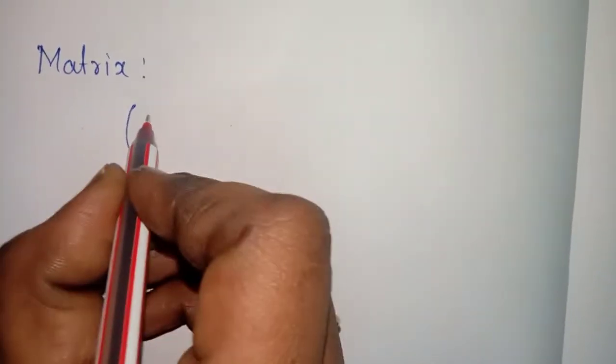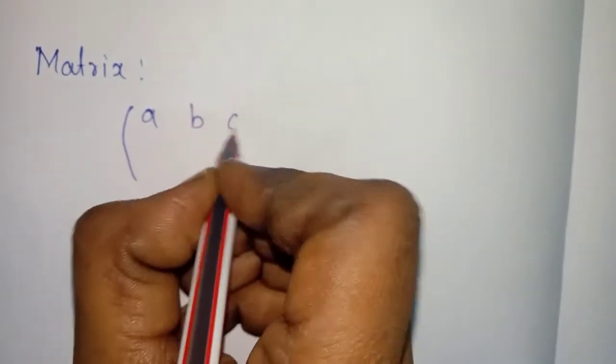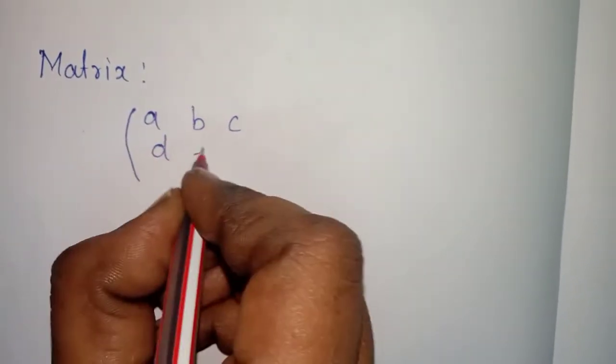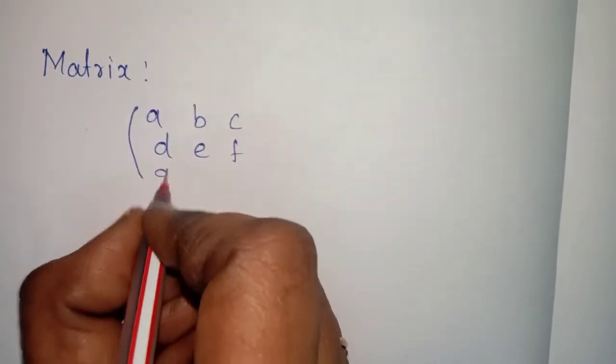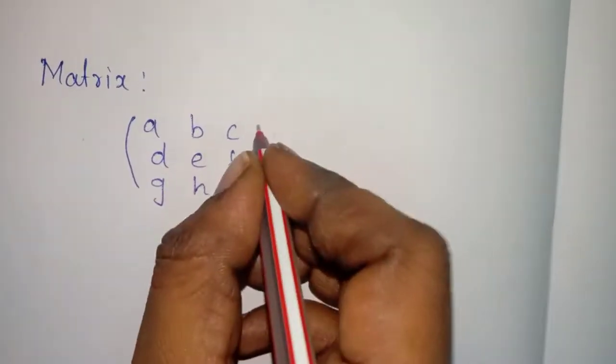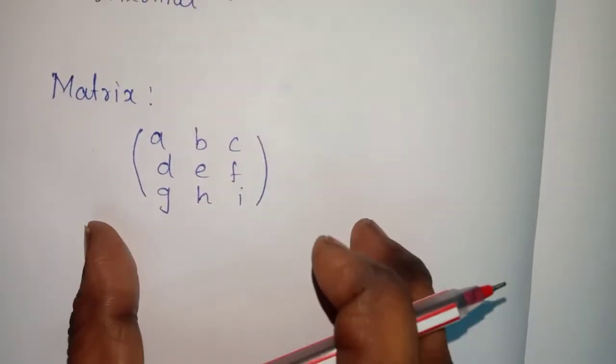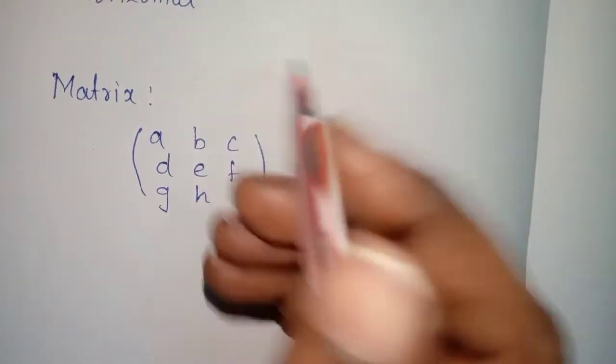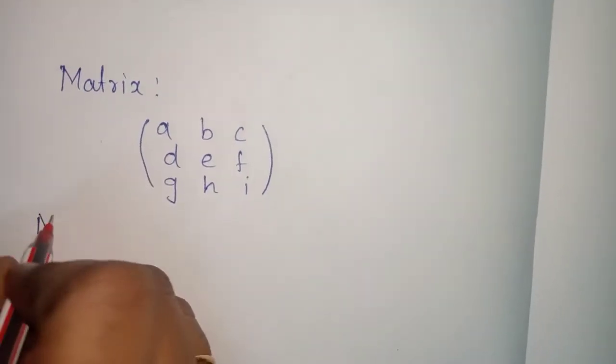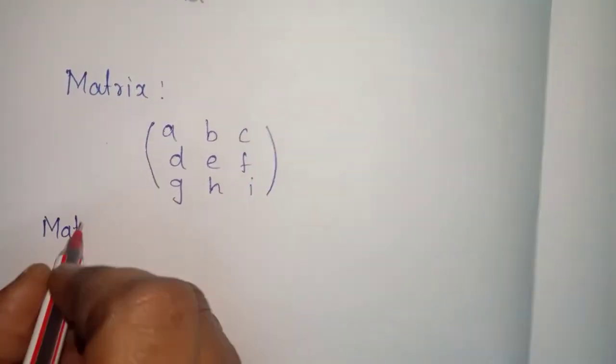Matrix is a rectangular array. The horizontal elements are called a row, and the vertical elements are called a column. This is an example of a matrix.